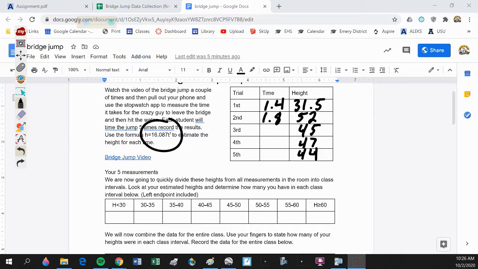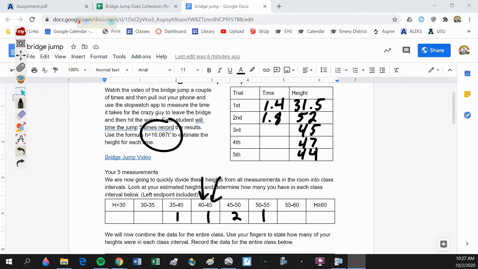Okay? So I need to go through and see how many of my heights land in these intervals. So I have one here, and this is left endpoint convention, which means 45 goes in the other side. So I have 1 in there, I have 2 in there, and I have 1 in there.